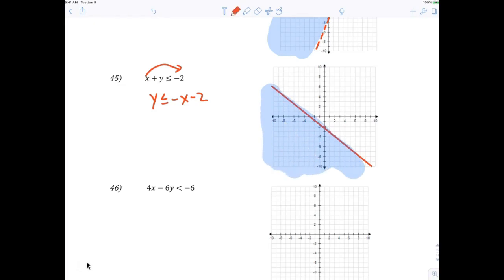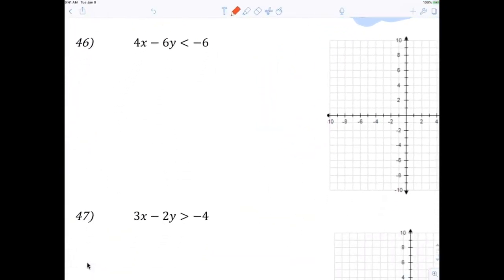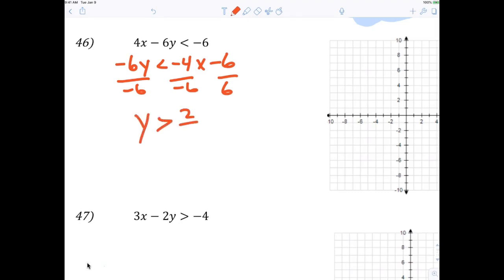All right, guys, feeling pretty good. Uh-oh. All right, here we go. Moving the 4x. Negative 6y is less than negative 4x minus 6. Now I have to divide by what? And when I divide by negative 6, switch all signs. Y greater than 2/3 x minus 1.